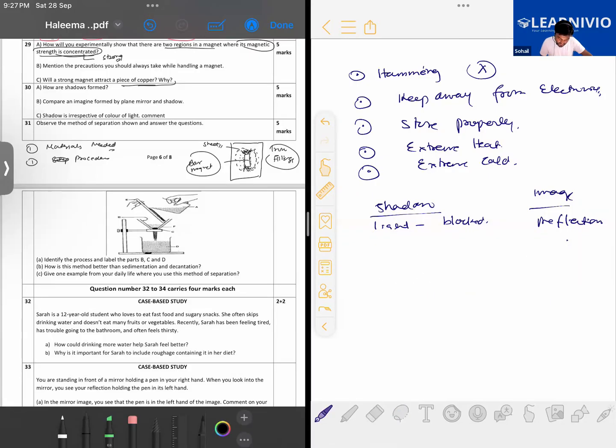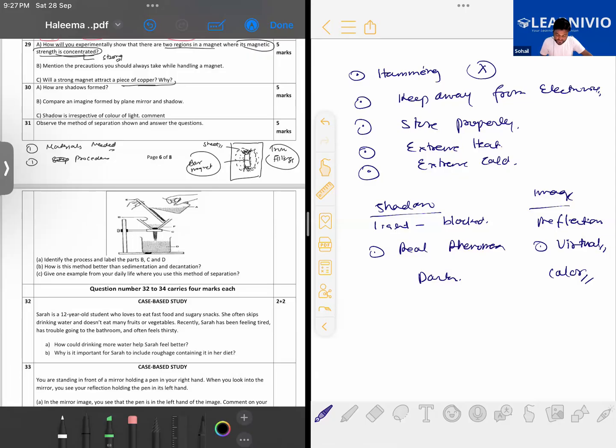Talking about shadow, I say that it's a real phenomenon. It's actually happening. But the image is virtual. In the case of an image, it appears to be forming on the mirror, but it is actually not there. The image is colorful, while the shadow is always darker. Black, dark, black.